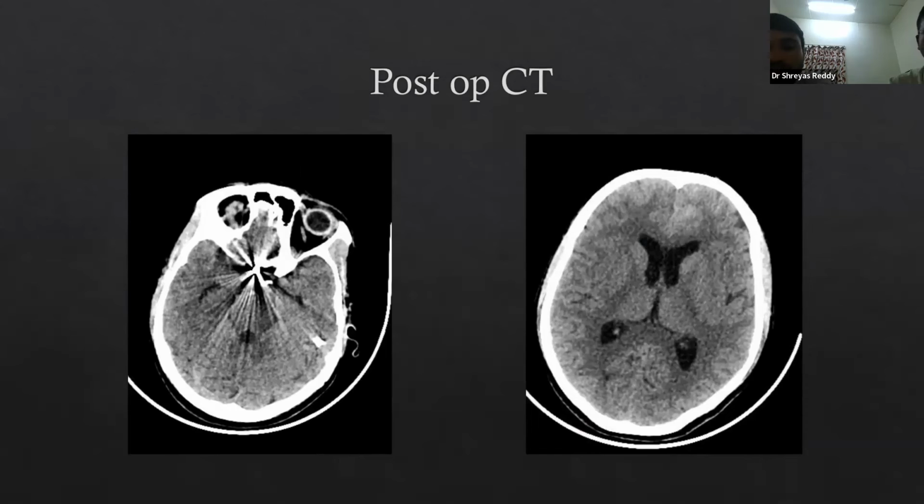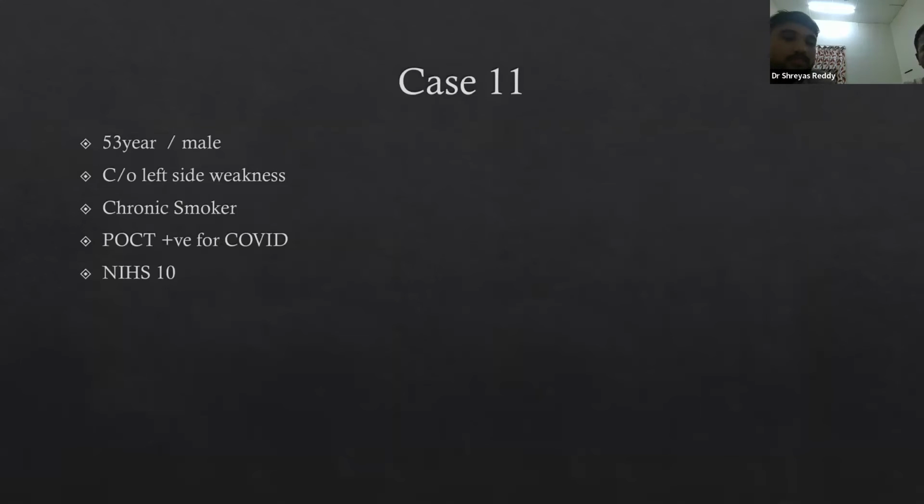Can you go to the next case, please? Yeah. So this is a 53-year-old male who came with acute onset left-sided weakness. He's a chronic smoker and is COVID positive. And NIHSS score is 10. So can you interpret this CT, please?